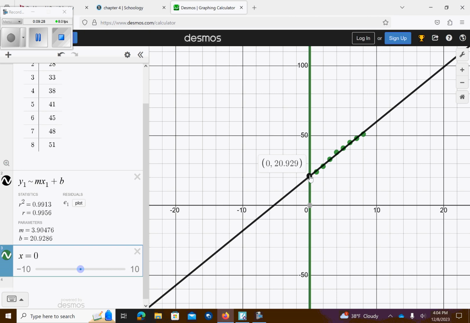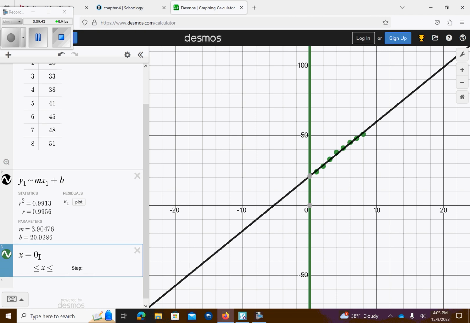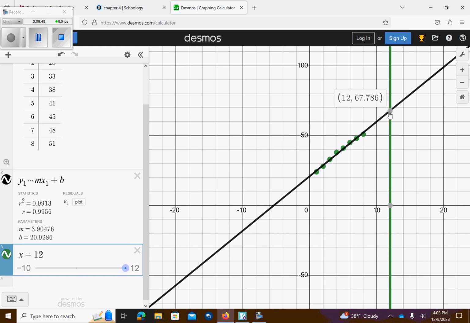Use your equation to calculate the height. Oh, we already did that. Was letter B. Letter C. Use your equation to estimate the height of the child in 12 years. Oh my gosh, 12 years. So let me go x equals 12 on here. Let's see what happens. So do you think at 12 years old you're going to be 67.786 inches tall? That's a little goofy. That's pretty tall.